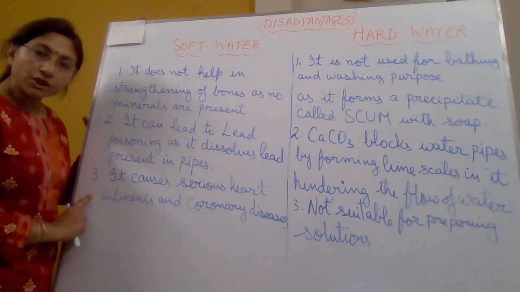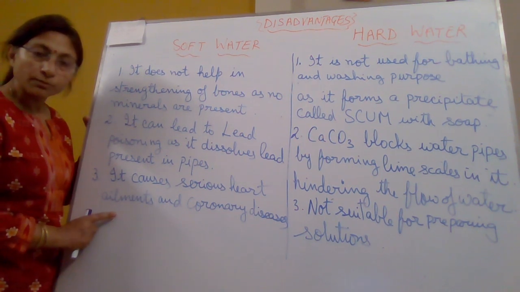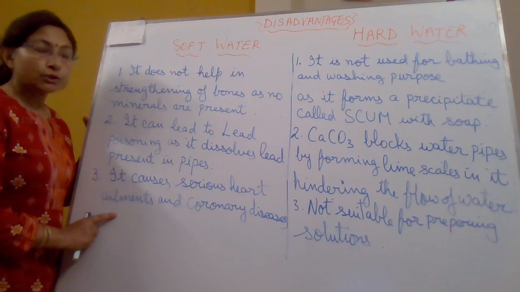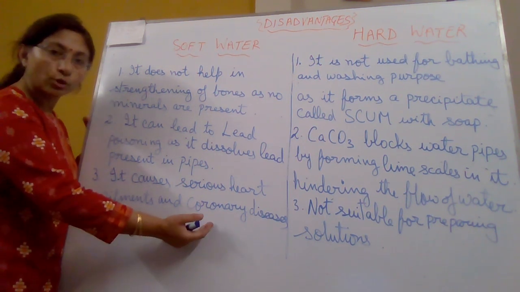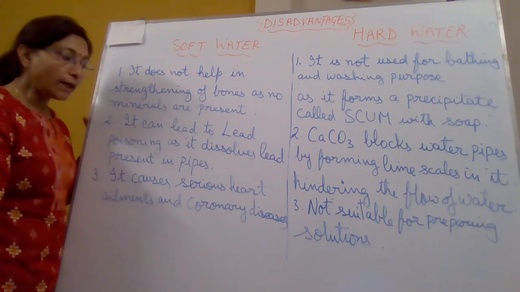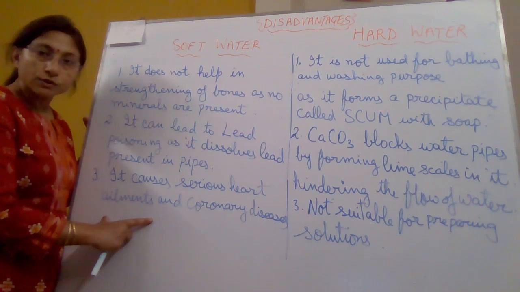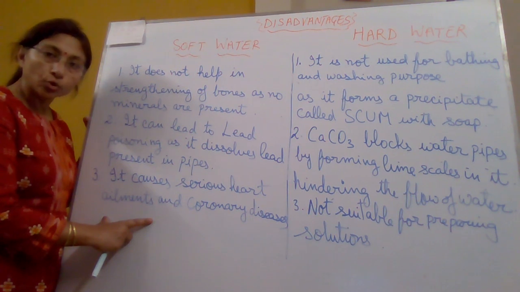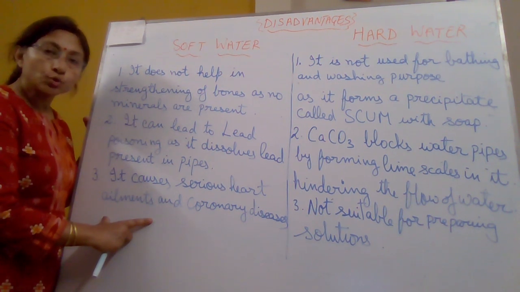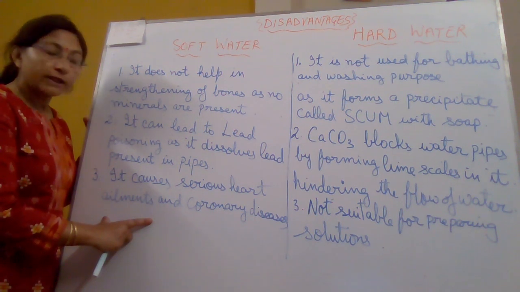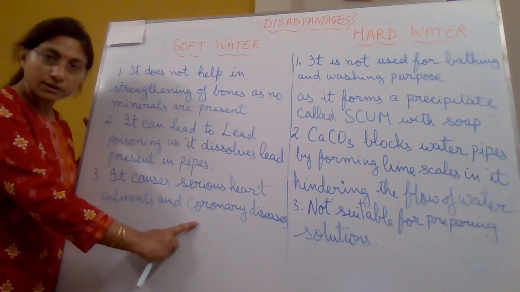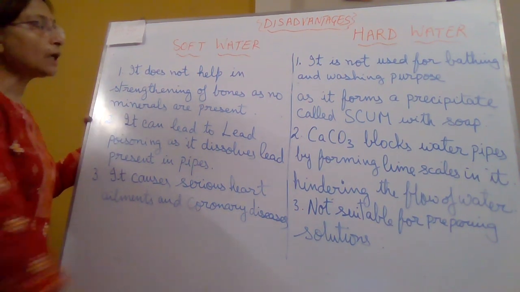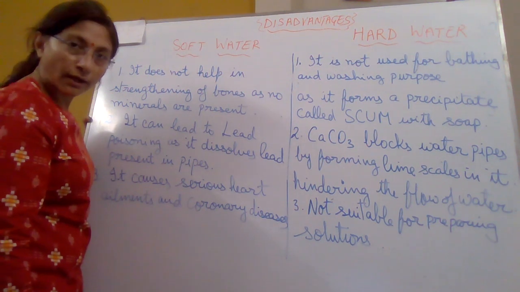The third one, the chief disadvantage, this is the most important disadvantage of the usage of soft water, that it causes heart ailments and coronary diseases. Why? Because this water does not contain the sufficient amount of minerals which are required for the strengthening of the body, and in the absence of these minerals, heart ailments and coronary diseases are caused. Then the disadvantages of the hard water.